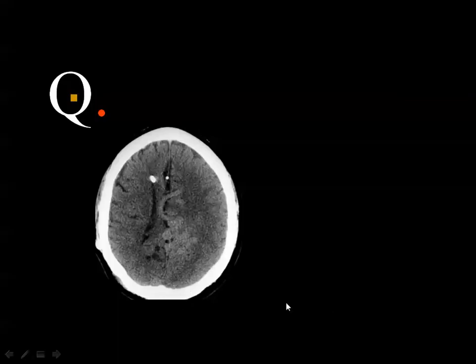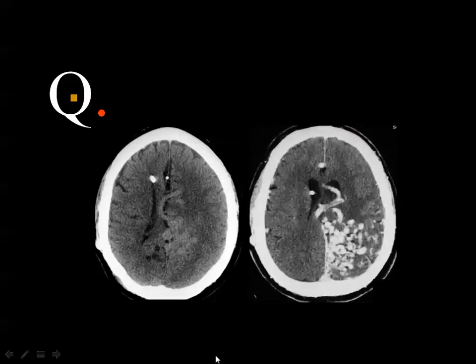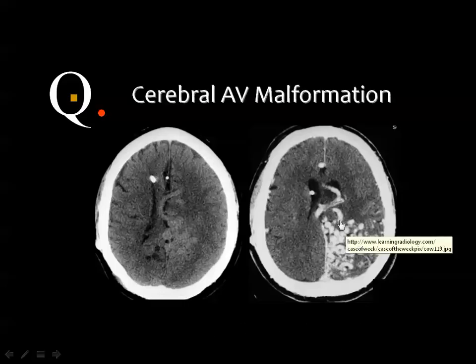Yes, this is a CT scan without contrast showing what looks like a vessel here. After injection of contrast, you see that this is... what is the diagnosis? Yes, an arteriovenous malformation with multiple dilated tortuous serpiginous enhancing vessels.